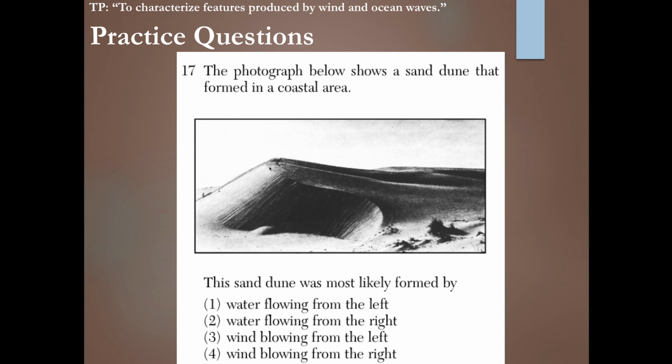And we know we have a steep side and we have a gentle side. The gentle side is the windward side. So the wind will come here, push the sand grains up, and eventually it would fall over on the leeward side. So the correct answer here would be wind blowing from the right side to the left. So it'd be choice 4. Wind blowing from the right.